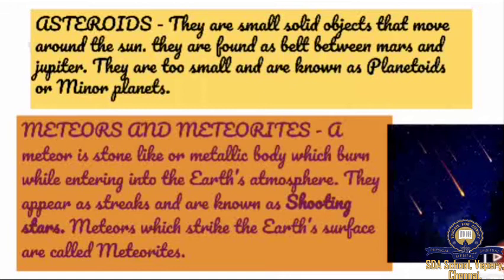Moving on, let's see the meteors. What are meteors? A meteor is a stone-like or a metallic body which burns while entering the Earth's atmosphere. They appear as streaks and are known as shooting stars. Meteors which strike the Earth's surface are called meteorites. You can see the meteors in the picture given here. We often encounter them and call them shooting stars, but their real name is meteors.